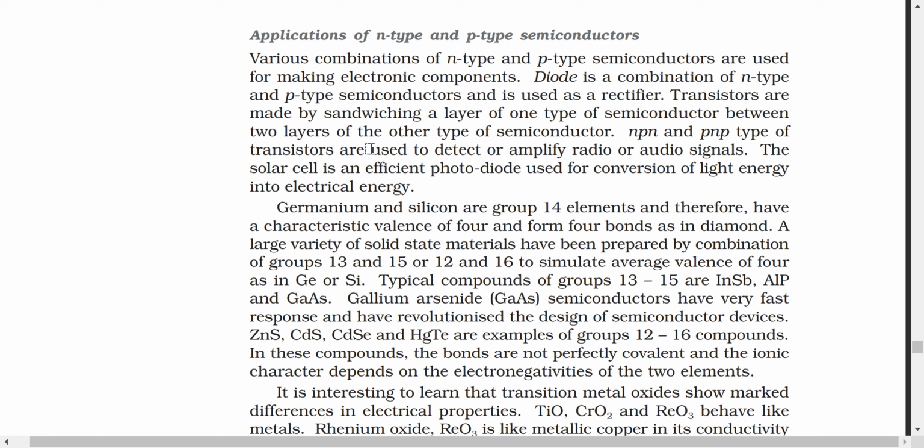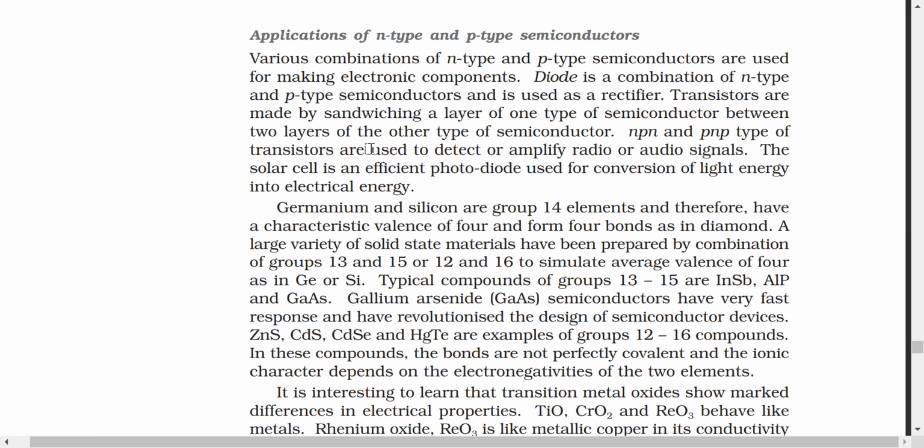Application of n-type and p-type semiconductors. Various combinations. Again, I told you, physics you'll do in a better way, I'm sure. But just so you know things, chemistry maybe. Various combinations of n-type and p-type semiconductors are used for making electronic components. Diode is a combination of n-type and p-type semiconductors and is used as a rectifier. What is a diode? Basically n-type and p-type combined.